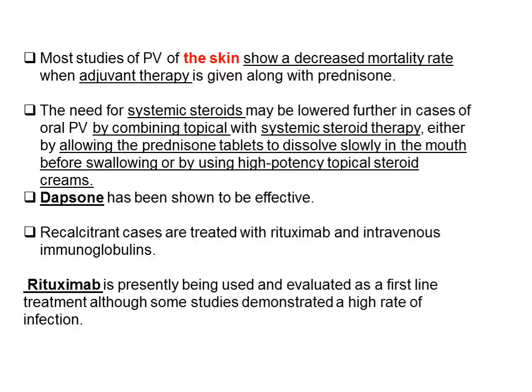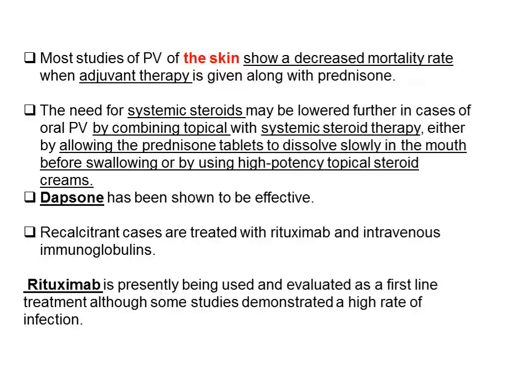Most studies of pemphigus vulgaris showed a decreased mortality rate when using other adjunctive therapy, when we need to use prednisolone or corticosteroid in general for a longer period of time. The need for systemic steroid may be lowered further in cases combined with other systemic therapy, but allowing the prednisolone tablet to dissolve slowly in the mouth before swallowing, or using high potency topical steroid cream, may be a useful method.